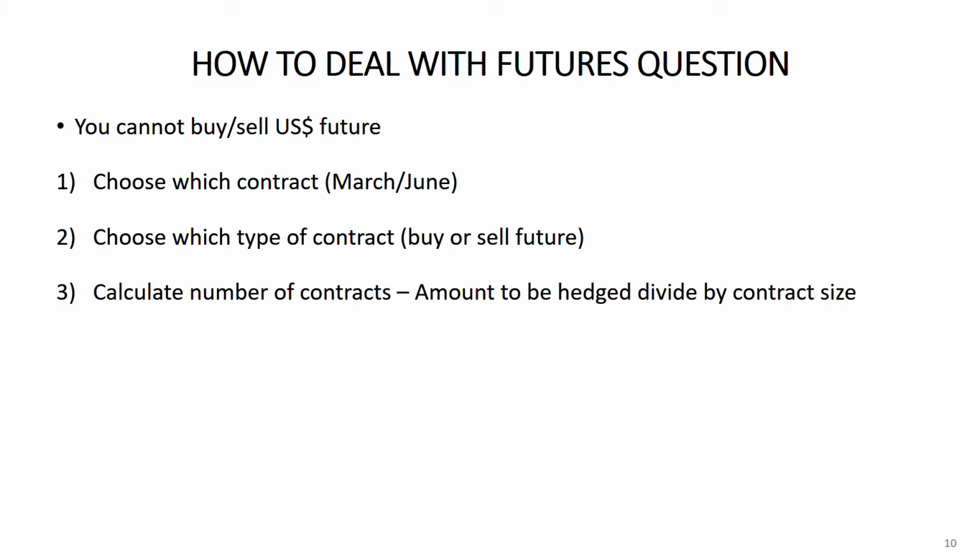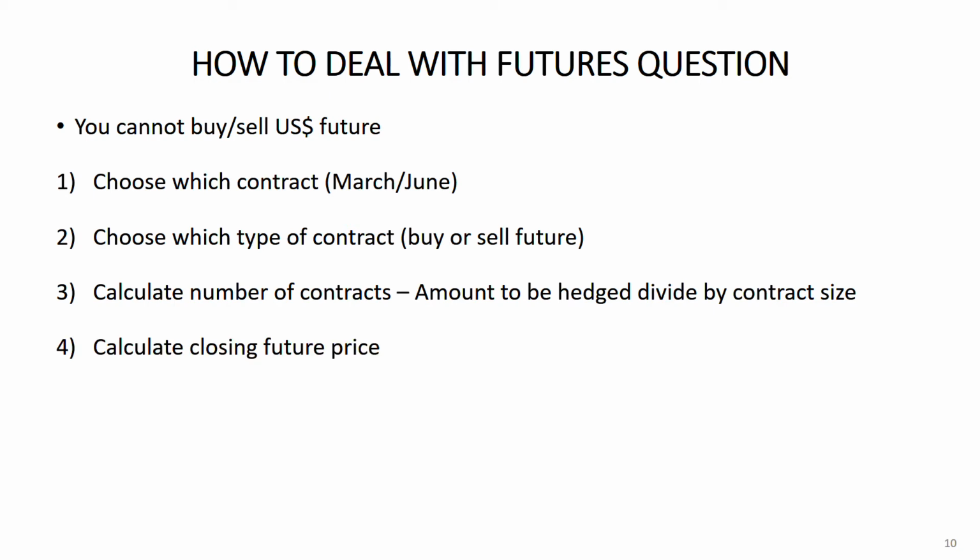Third, calculate the number of contracts. Amount to be hedged divided by contract size, right? The amount to be hedged will be given to you and the contract size will also be given to you. One thing you have to take care of is that the amount to be hedged and the contract size have to be in the same currency to be divided, otherwise you cannot divide. Let's say the amount to be hedged is in dollars, and the contract size is in pounds, you cannot divide. At that time you have to convert to the contract size currency. Contract size is in pounds, that means the amount to be hedged is in dollars. You convert into pounds and then divide by contract size to get the number of contracts. That's how you have to do it.